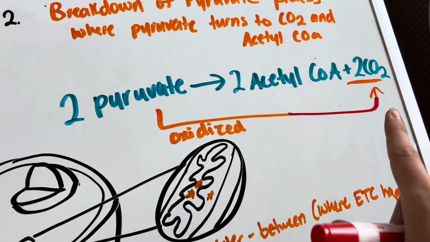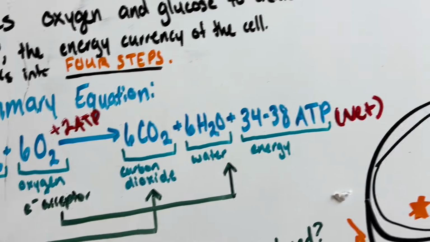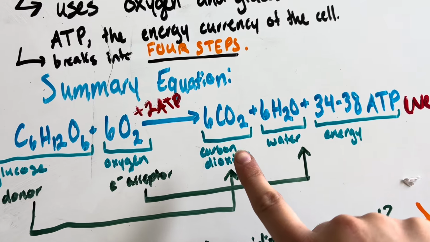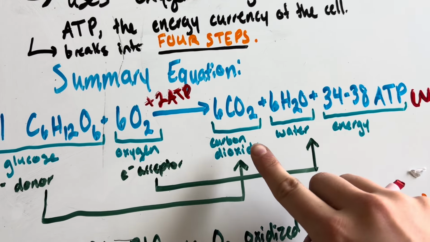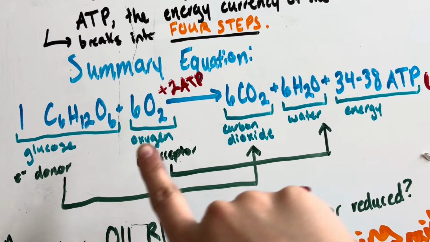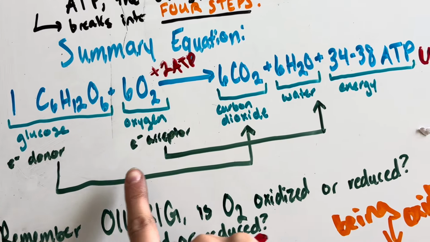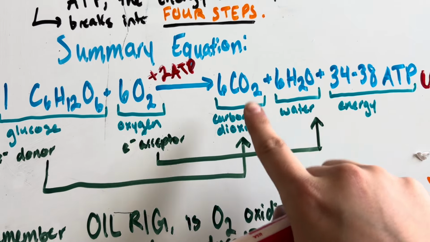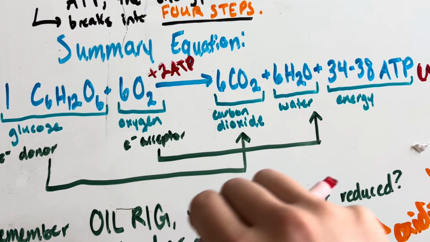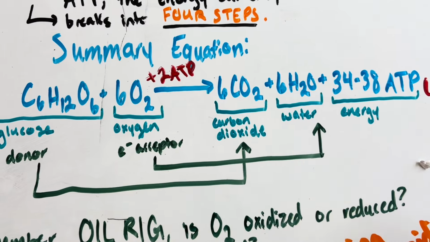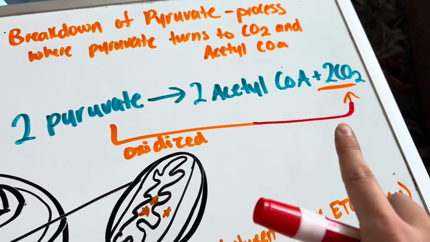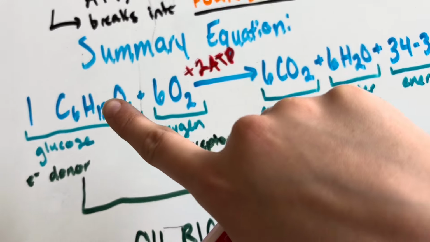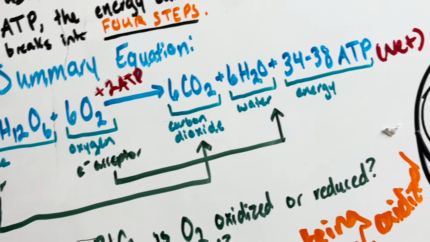And so if you remember, in our summary equation, we only make 6 carbon dioxides total, and so we are only 4 carbon dioxides away from having glucose being completely oxidized. So if we have carbon dioxide here, we just need 4 more because we made 2. We need 4 more in order for this glucose to be completely oxidized.